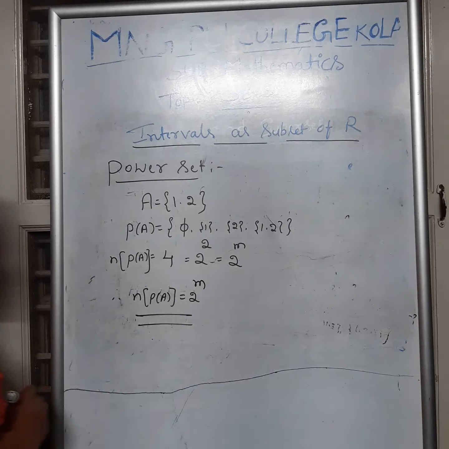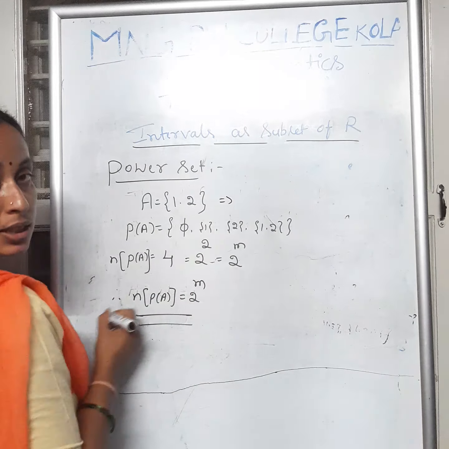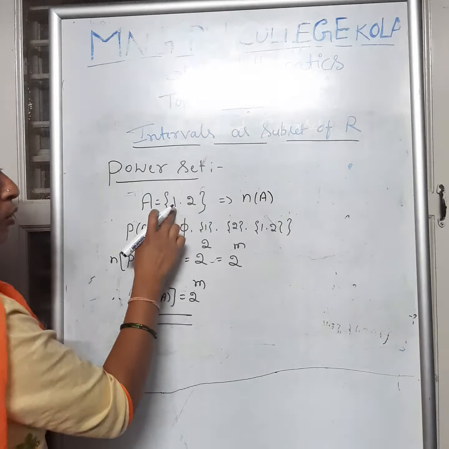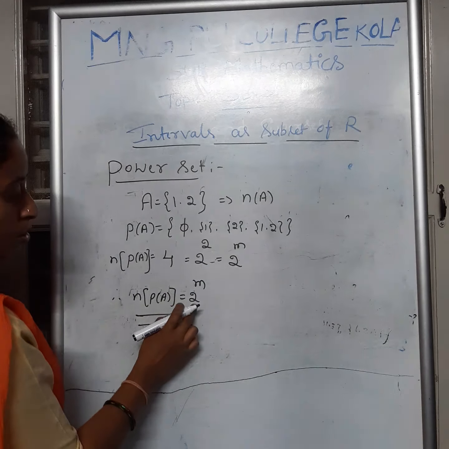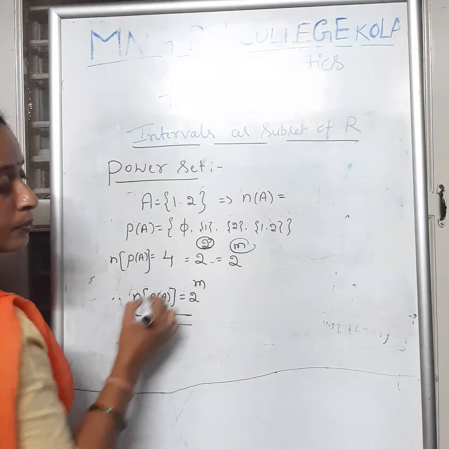This is the formula. Here we consider n of A, the number of elements in A. How many are there? 1 and 2. That is 2. This denotes 2.